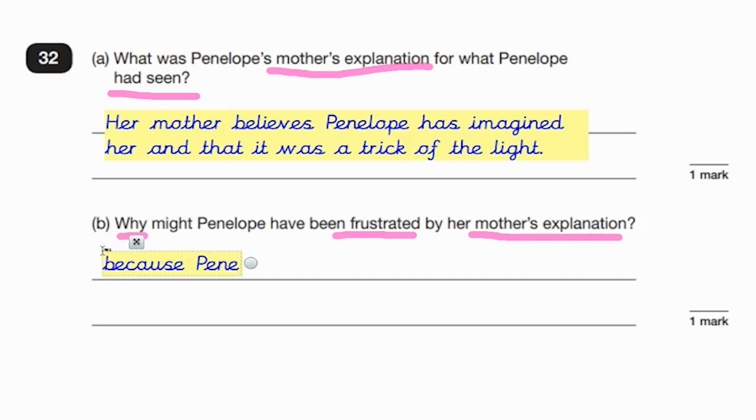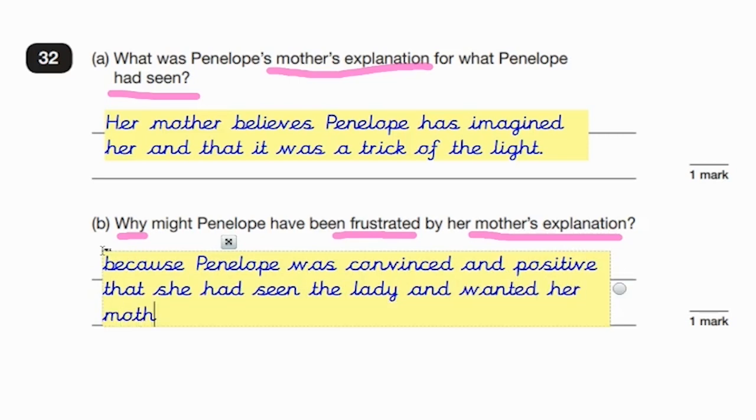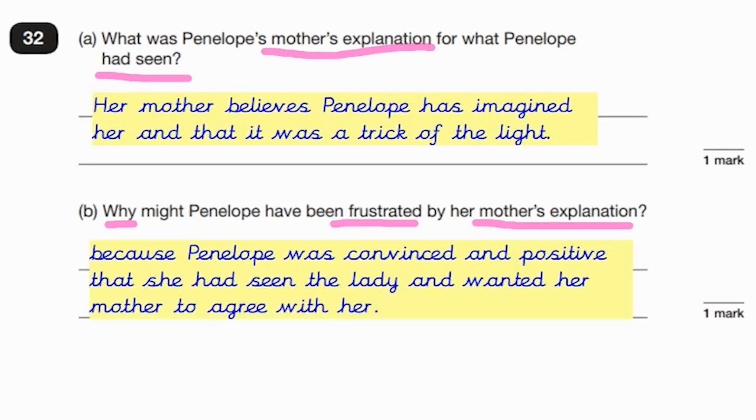Because Penelope was convinced and positive, okay, which is a direct quote from the text, positive that she had seen the lady and wanted her mother to agree with her. Okay, she doesn't want her mother thinking that she's making it up and that she's imagined it. She's positive she's seen this lady. She saw her with her own eyes.